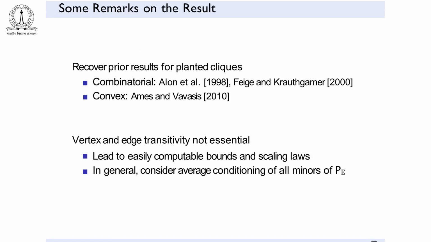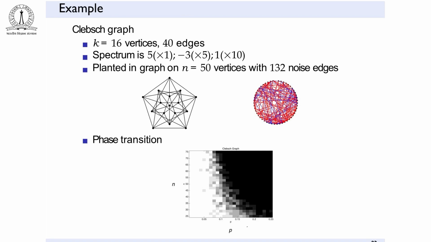But I want to actually describe some experimental results. We recover prior results for planted clique type problems. And some of the conditions in the theorem were not completely essential. I know I went through it quickly, but I'm happy to talk about this stuff offline. But I want to actually get to some examples. So here is something called the Clebsch graph. This is the graph that we had right at the beginning. This is a graph on 16 nodes, and I've planted it inside a graph consisting of 50 nodes.